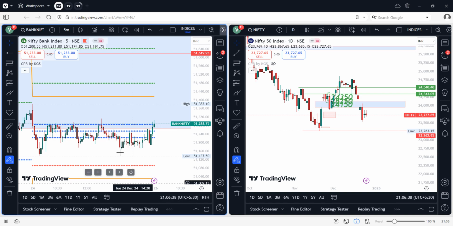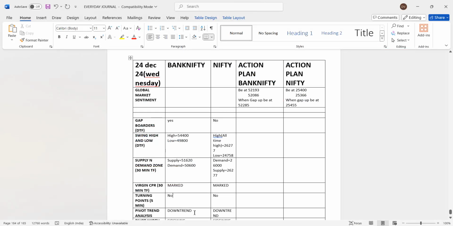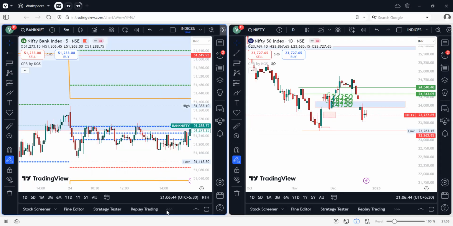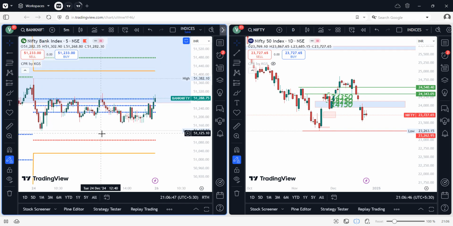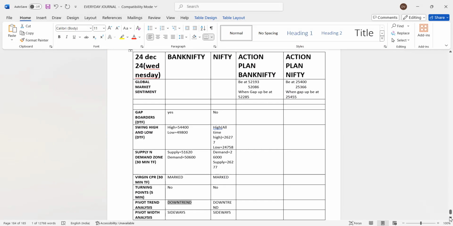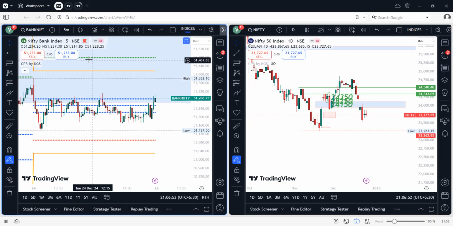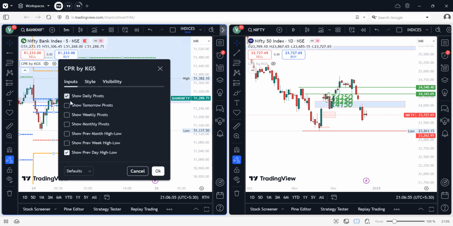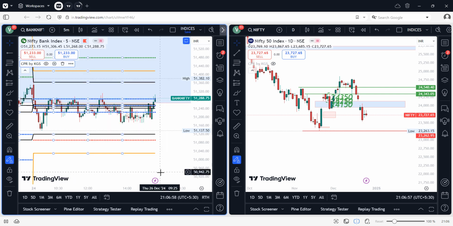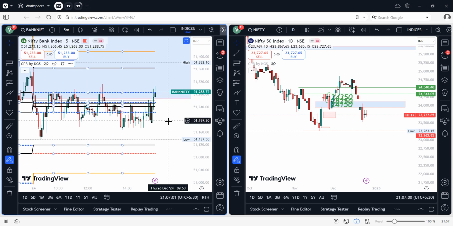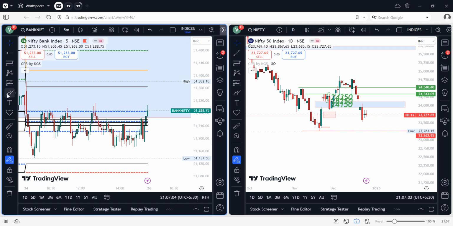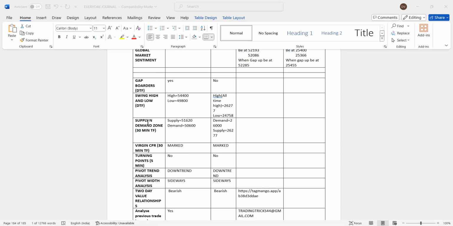So the current trend of the index is downtrend, so I am keeping this downtrend. Now I am going to analyze this. So I am going to check tomorrow's pivots to analyze whether it is a trending day. It could probably be a trending day or a sideways day. In my view, this is a trending day, so I'm changing this to trending.